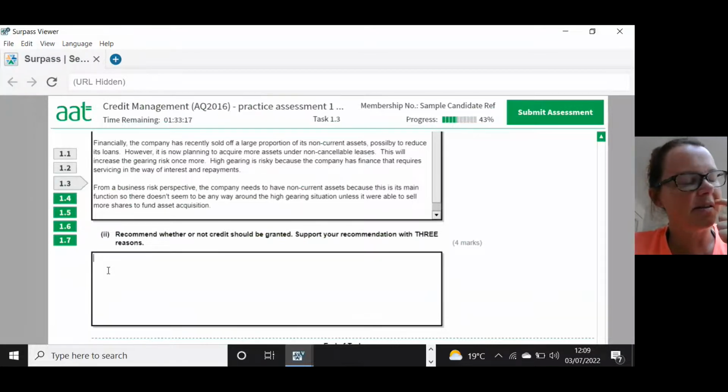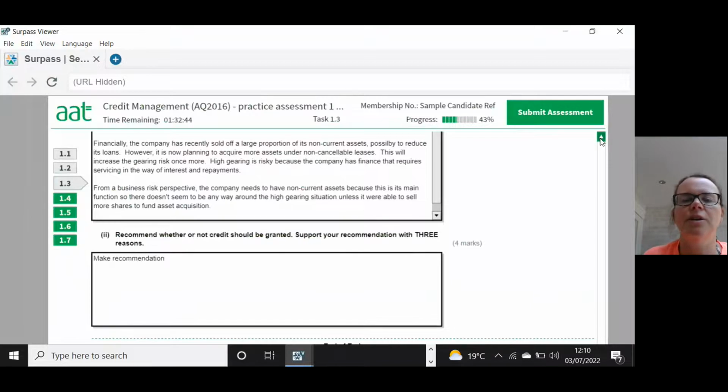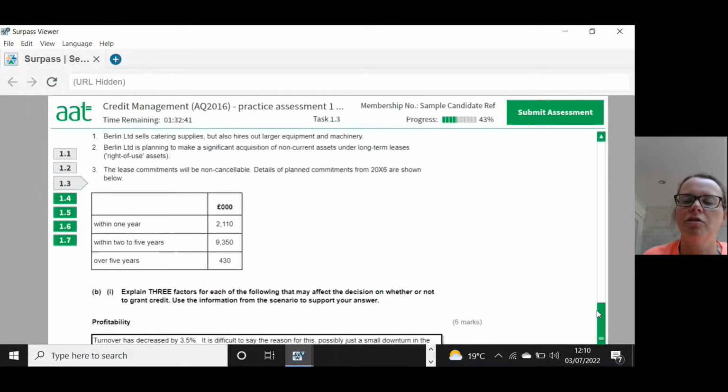So looking at their suggested answer, it actually says a decision on granting credit should be deferred until after suitable discussions with Berlin Limited. I always think that's such a cop-out. I think really you should be saying yes or no. But anyway, this particular exam, they seem happy with a sit on the fence recommendation. So I'm just going to put here make recommendation. So you make your recommendation as to whether you think it's a yes or a no, as to whether or not you're going to grant them that credit.